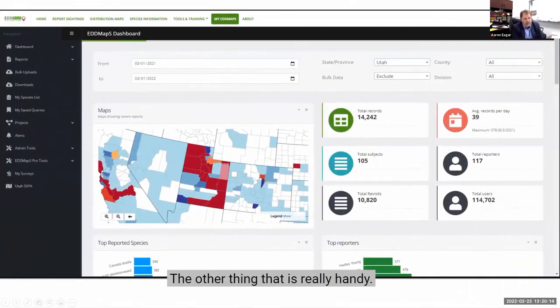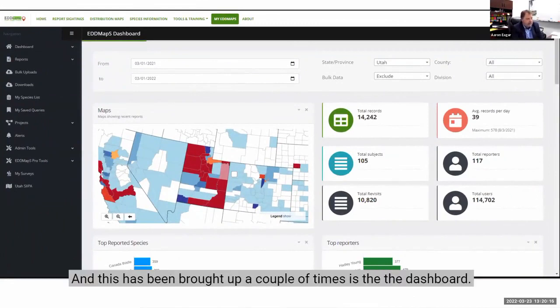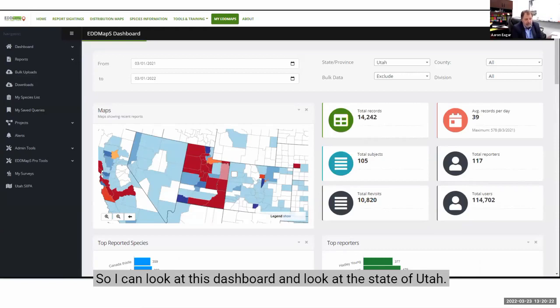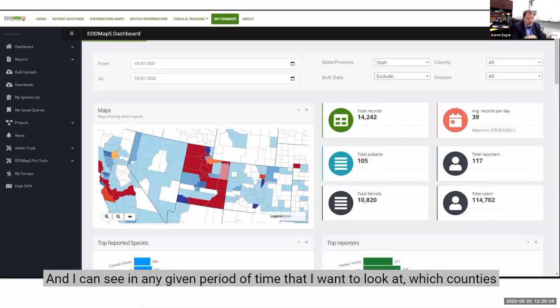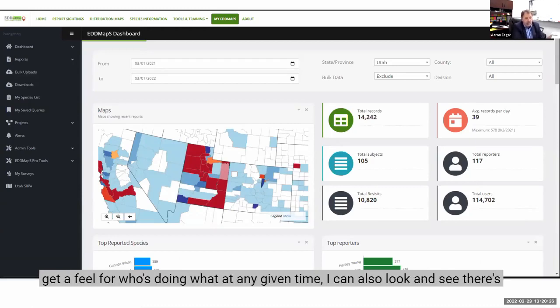The other thing that is really handy, and this has been brought up a couple of times, is the dashboard. So I can look at this dashboard and look at the state of Utah, and I can see in any given period of time that I want to look at which counties are actually reporting data, whether it's treated data, new data, eradicated, and get a feel for who's doing what at any given time. I can also see there's 2 counties that no data has been entered for.